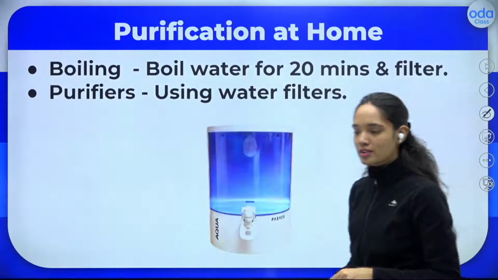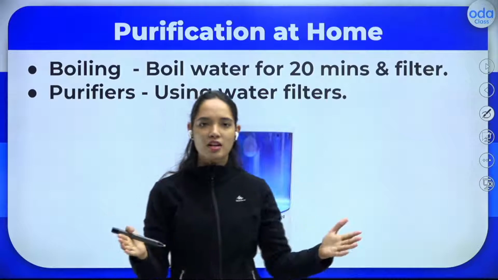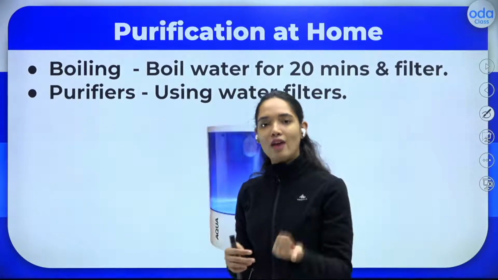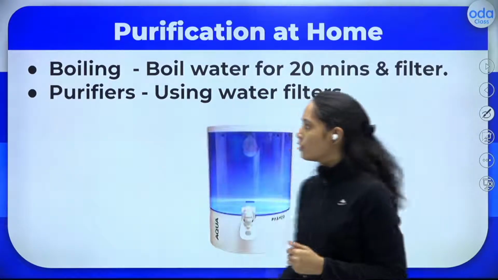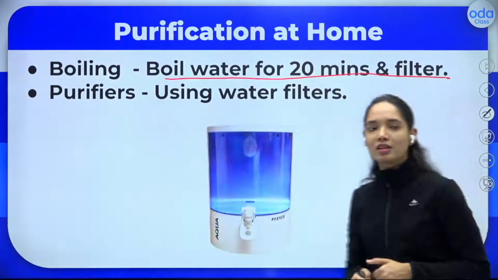Basic things, students. We can purify the water at home through the following methods, that is boiling and using purifiers. All of you know, students, in our home, at my home specifically, we boil the water, we strain it in a clean cloth, and then we consume that water. Every household performs this function. It is very, very important. What do we do in boiling? We boil the water for 20 minutes and then we filter it.